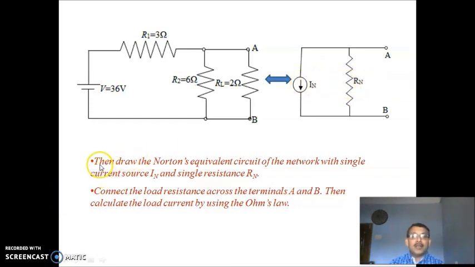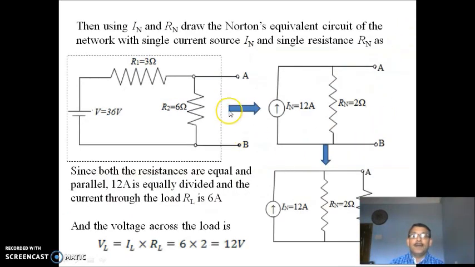Okay. Next, draw the Norton's circuit. Then we connect the load across A and B. Okay. After connecting the load, the circuit becomes like this, and therefore we have to calculate the current for this load resistance. And for this circuit, here this resistance is 2, again the load resistance is 2, both are equal.